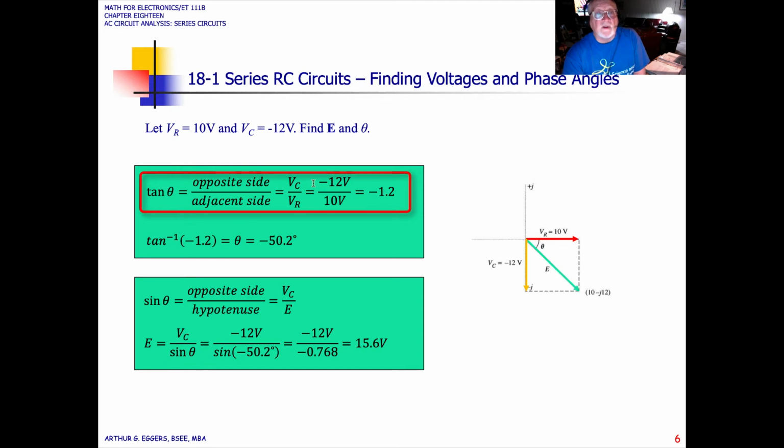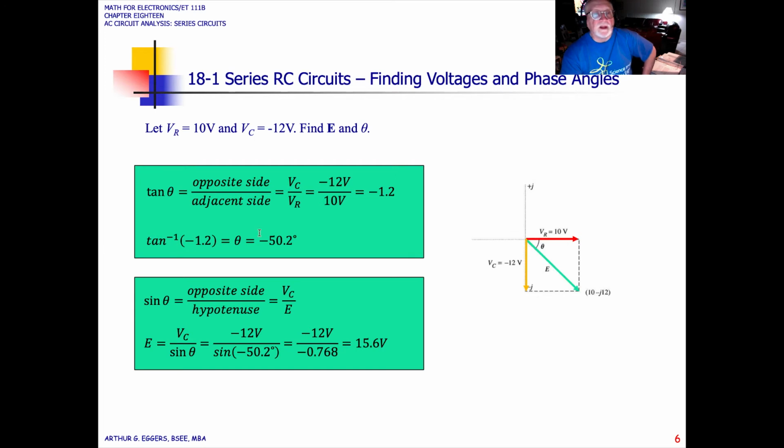Okay, so the voltage across the capacitor, they gave us minus 12. 10 volts across the resistor gives us a minus 1.2. Okay, so that ratio gives us the tangent of the angle, not the angle, but the tangent of the angle, minus 1.2.